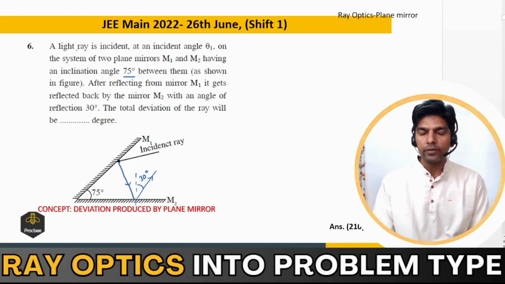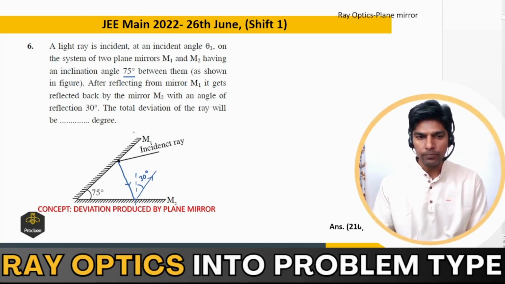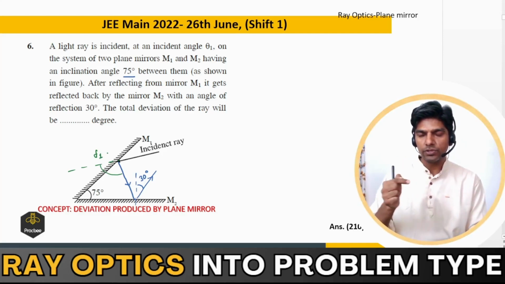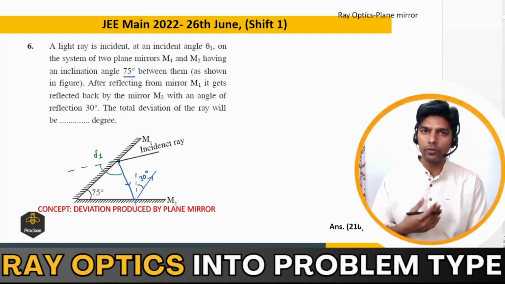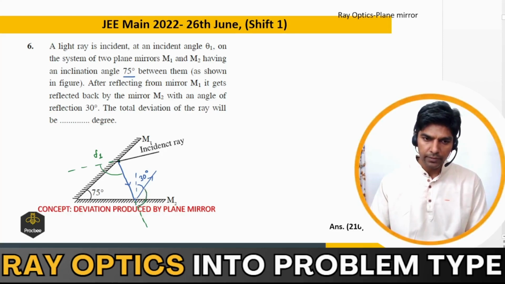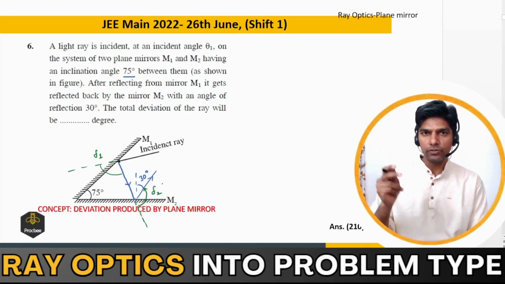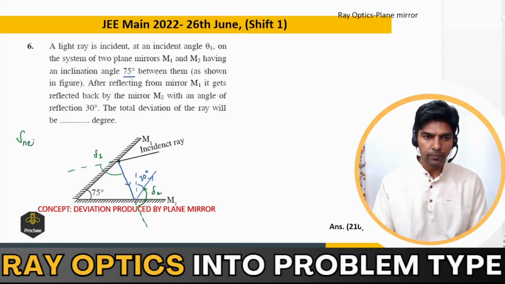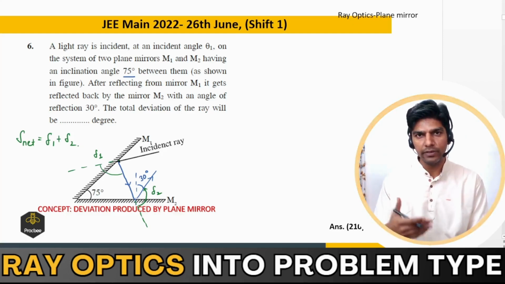So here you have to add up the deviation produced by mirror 1 and mirror 2. If you look at the deviation produced by mirror 1, this total angle will be the deviation produced. So that will be delta 1, let us say. And this deviation is being produced in the anti-clockwise direction, right? So let us take anti-clockwise as positive. Now the deviation produced by the second mirror M2 will be this, delta 2. Again, this deviation is also anti-clockwise. So we can say the net deviation will be delta 1 plus delta 2. So we have to find the values of delta 1 and delta 2, and then we can plug those values in this formula, and we'll get the answer.